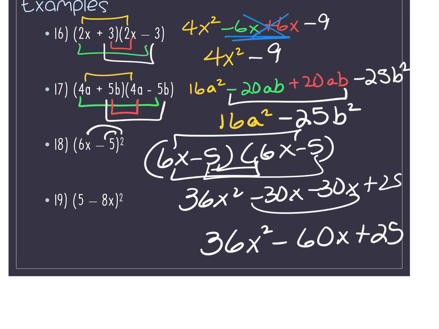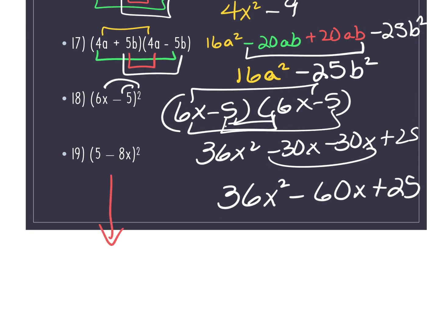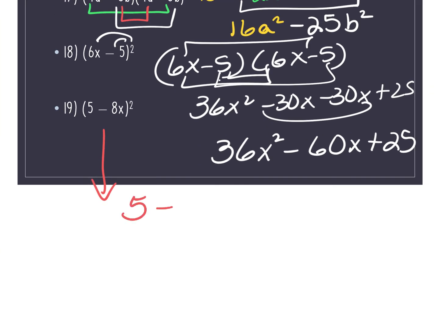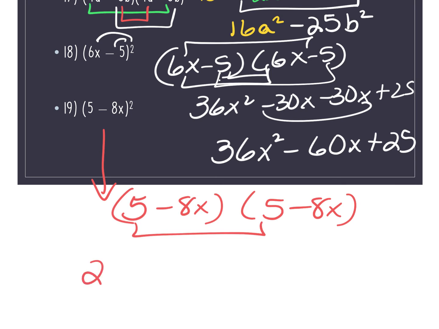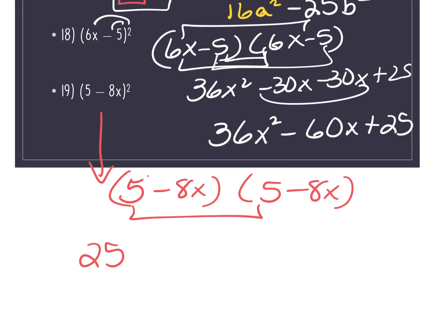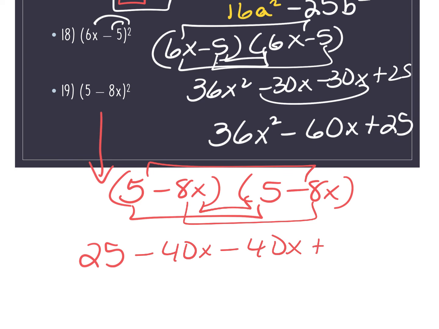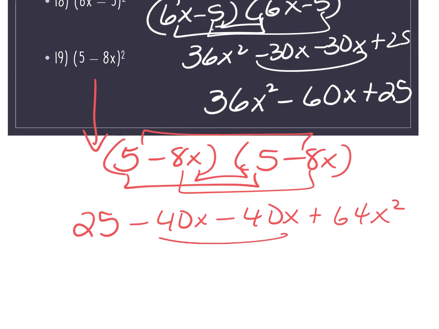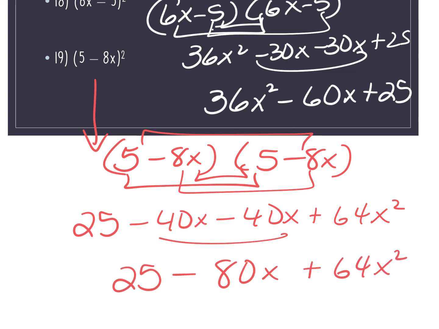For number 19, same thing. I'm going to write it twice and I'm going to FOIL it. It's the safest way. I can show you a trick that I do if you'd like. 25, and then I'll multiply this, negative 40x. Inside gives me negative 40x. And last, positive 64x squared. Again, you've got a middle term here. 25 minus 80x plus 64x squared.